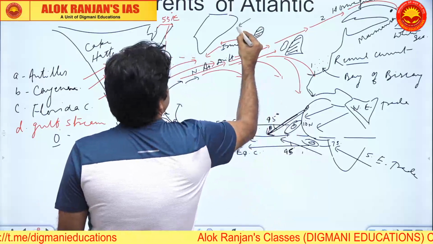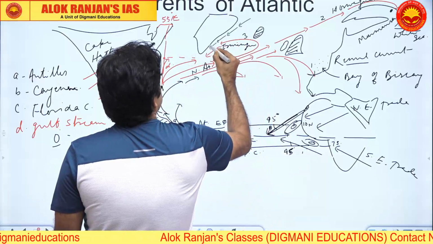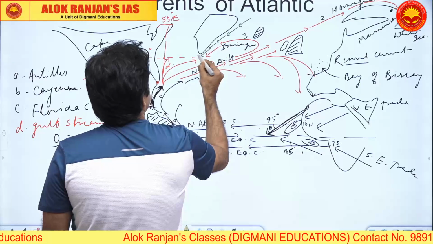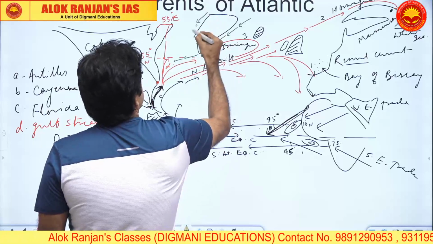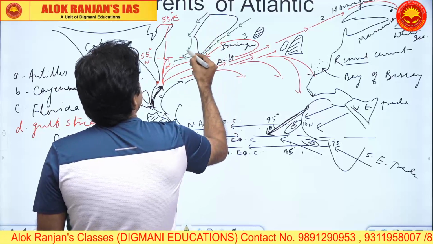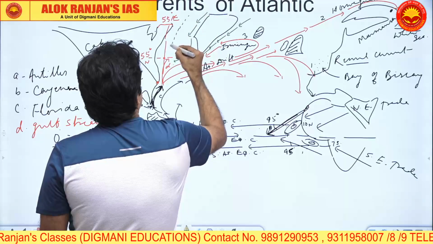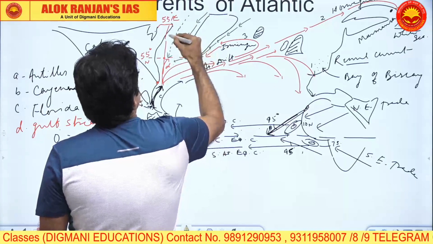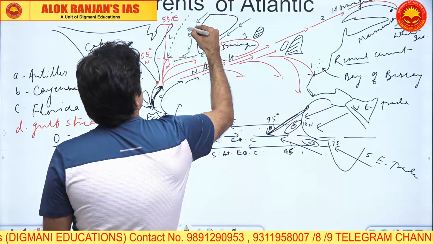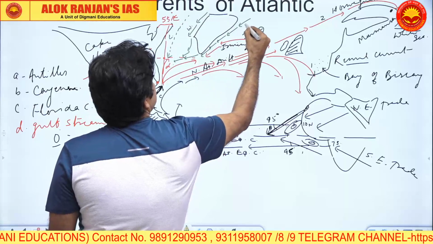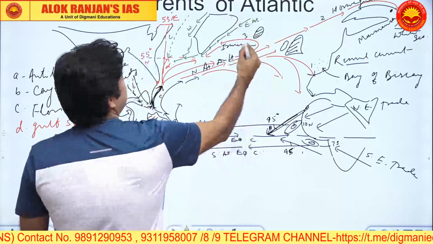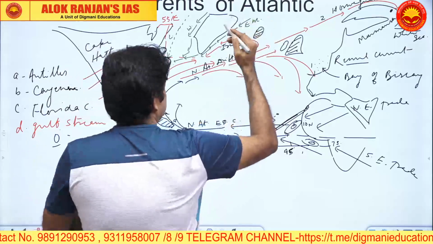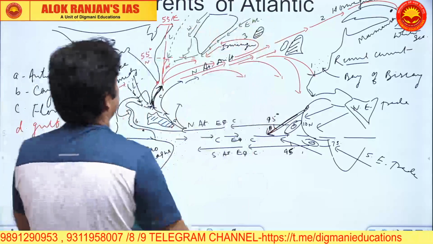Here we have the East Greenland current. I am using green color. This is the East Greenland current. And this is the West Greenland current. And this is the Labrador current. This L is Labrador. This is West Greenland. And this is East Greenland current. And this is your Irminger current along the coast of Iceland.